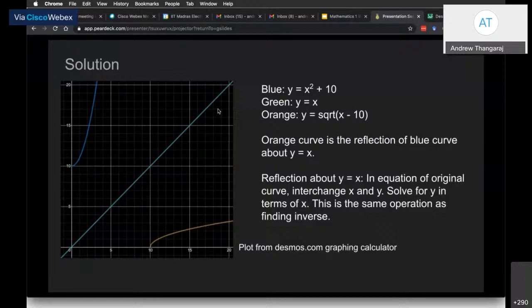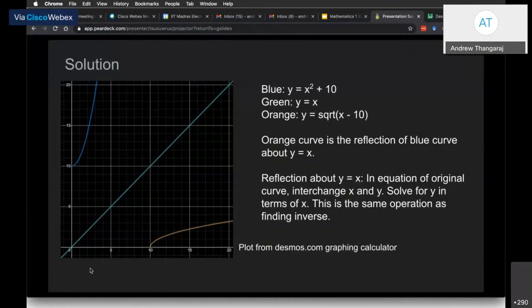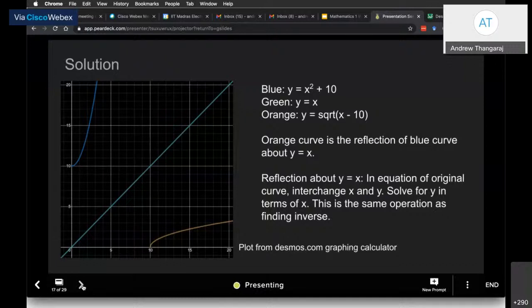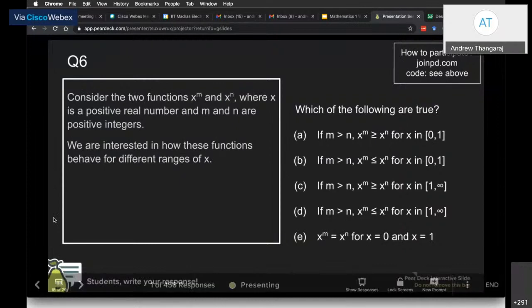Okay, so we are really running out of time. We have about 10 minutes. I had prepared a few more questions, and let me just go on to one of those questions. I think it's something we discussed before. Let me see if you remember this and answer this question. Take a look at this question. There are two functions. Instead of putting values, I've put variables there: x power m and x power n. x is a positive real number. m and n are positive integers.